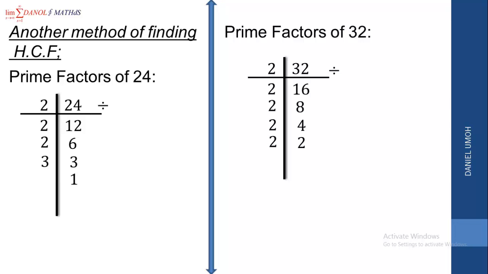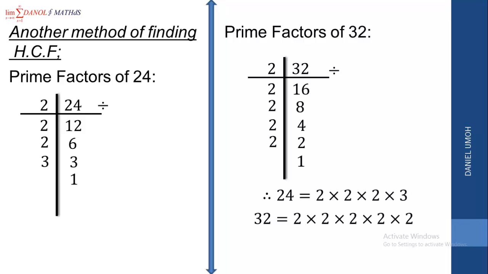Then, the prime factor of 32 is equal to 2 times 2 times 2 times 2 times 2. If you remember in our previous lecture, we said that every number in mathematics can be written as a product of its prime factors. So that is what we are applying here. Now, having written out the prime factors of 24 and 32, we check which of these are common.